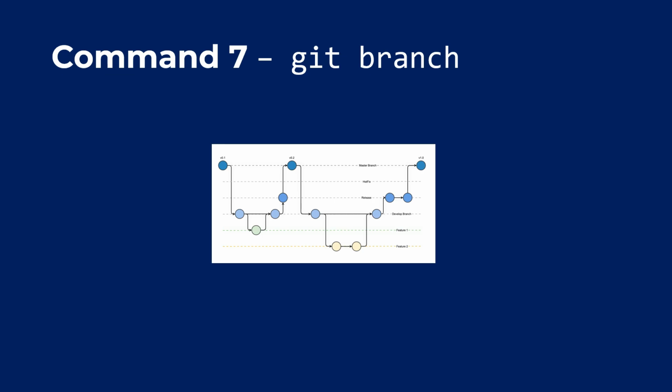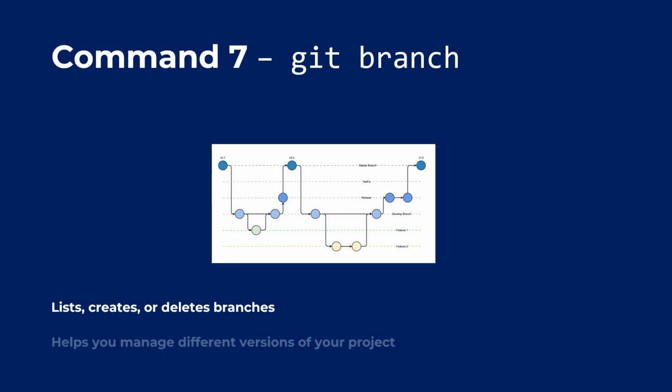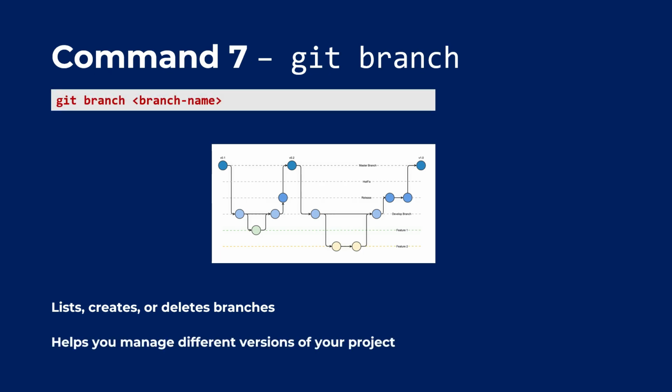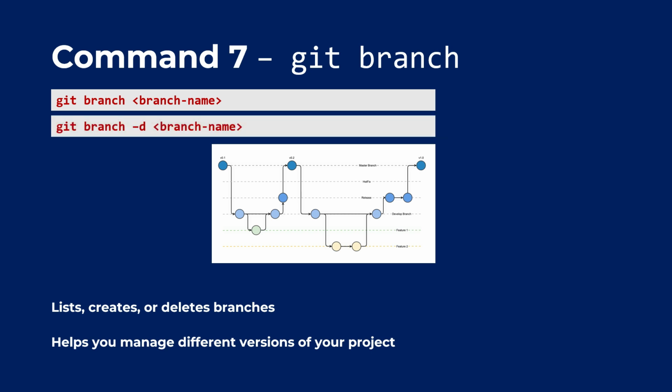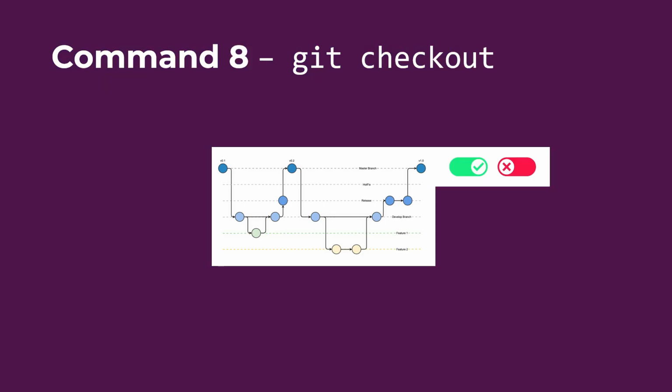Command number 7 is git branch. It lists, creates, or deletes branches, and it's important because it helps us manage different versions of our project. And the command looks like this. We write git branch branch name to create a new branch, or we can write git branch -d branch name to delete an unwanted branch.